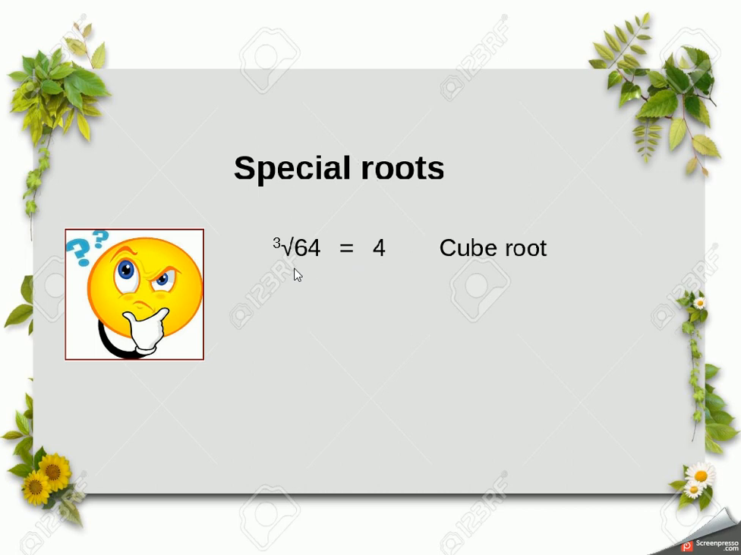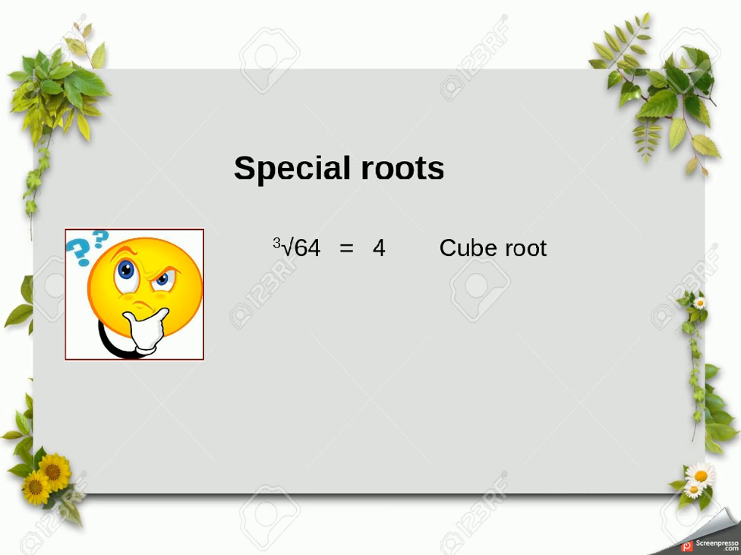Now we can have a root of any order, so we could have the 4th root, or the 6th root, or the 7th root. So for instance, the 4th root of 16 is 2, because 2 times 2 times 2 times 2, 4 lots of 2, is 16. The 5th root of 32 is 2, because 2 times 2 times 2 times 2 times 2 is 32.